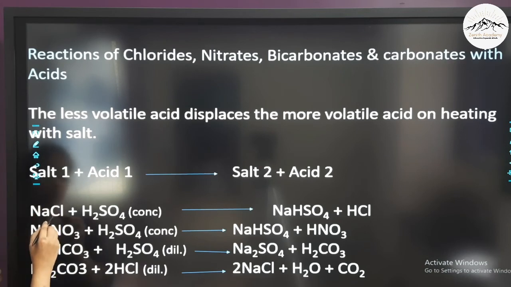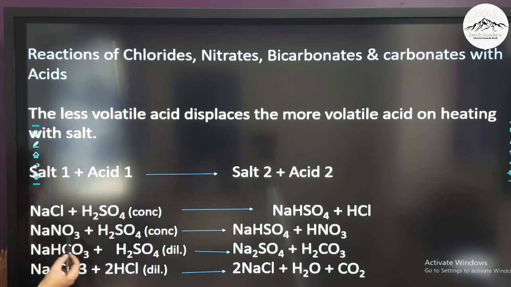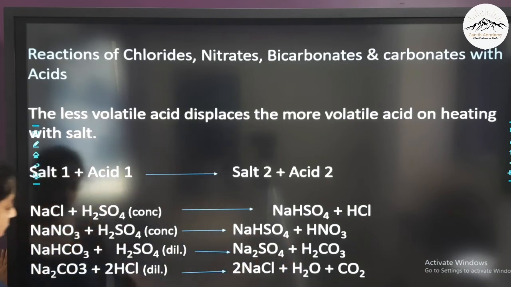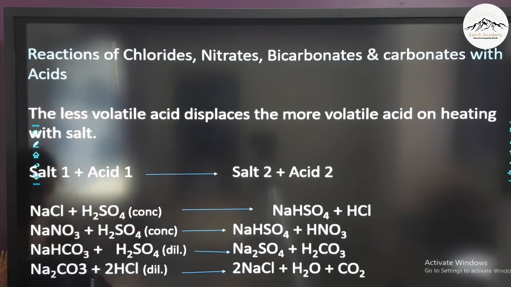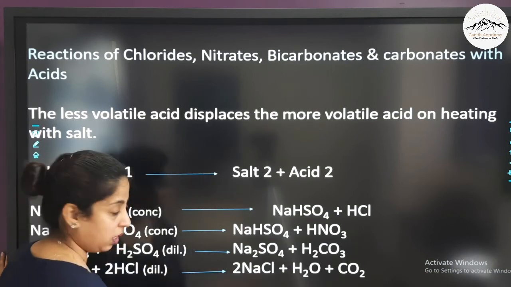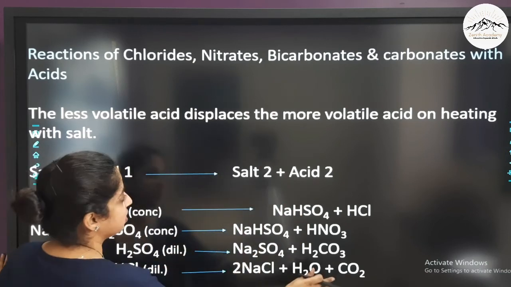So the first salt displaces which acid? If you see NaCl, it should give HCl. So here you are seeing HCl. The other salt is NaNO3, so it should give HNO3. Next salt is sodium bicarbonate, so it has to give carbonate, so it will form carbonic acid. Here also, whether it is bicarbonate or carbonate, it will give carbonic acid. Okay, so this is how a salt and an acid give another salt and another acid.